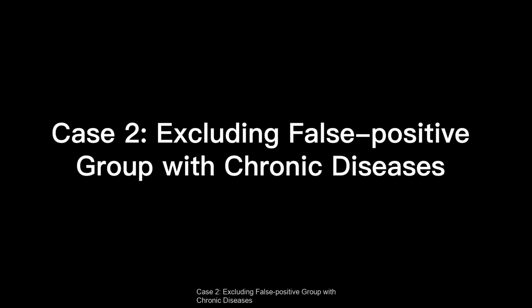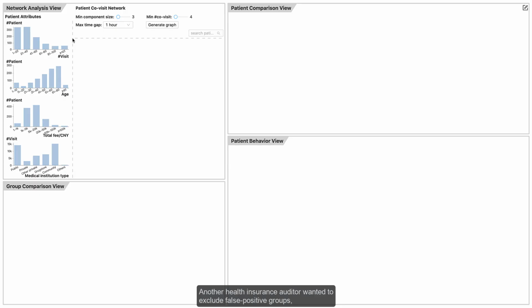Case 2, excluding false positive group with chronic diseases. Another health insurance auditor wanted to exclude false positive groups, which were misclassified as collusive fraud because of collective visit behavior for chronic diseases. After reviewing the patient attributes view, she unchecked patients younger than 30 years old who are less prone to chronic disease.